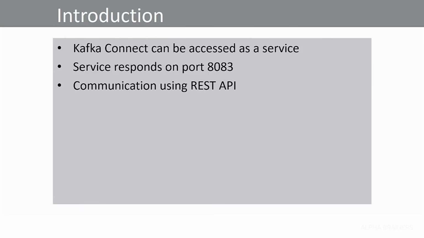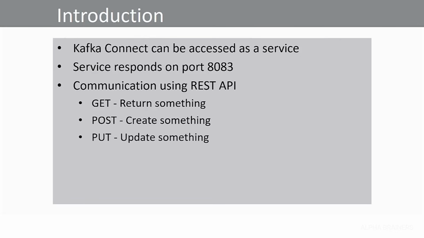And the common types of operations you're going to do are going to be GET operations, which are designed to return information from the Kafka Connect service. POST, which will be to create something in Kafka Connect. PUT will be to update an existing value in Kafka Connect. And then DELETE is to delete or remove something from the Kafka Connect service.